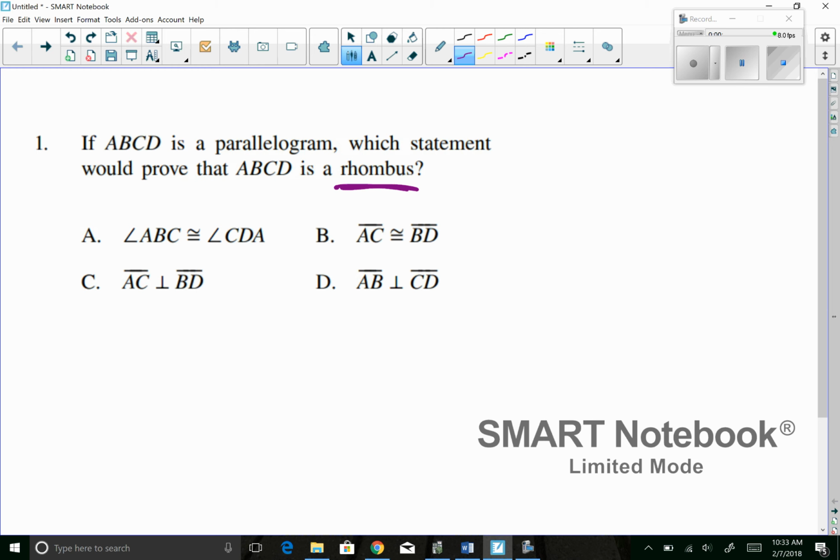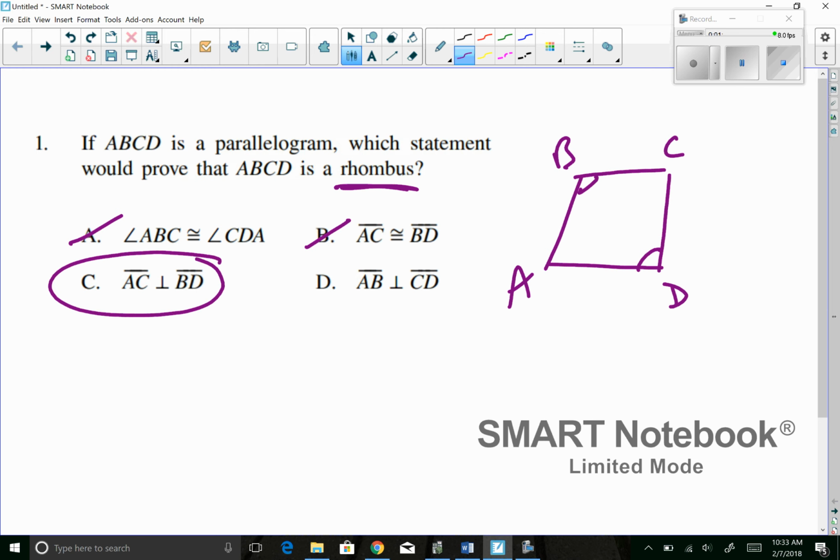Opposite angles are congruent, because if you draw the parallelogram and call it A, B, C, D, ABC would be this angle, CDA would be this angle. That doesn't prove it's a rhombus, it just proves it's a parallelogram. AC and BD being congruent, those are the diagonals. In a rhombus, the diagonals aren't congruent. That's only in a rectangle and a square.